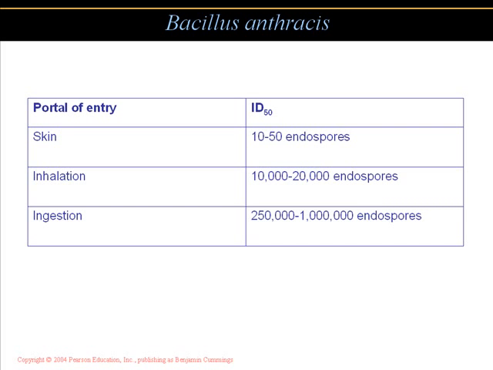Other organisms can infect the human system. Bacillus anthracis, also known as anthrax, can penetrate the skin, can penetrate the lungs through inhalation, and can also penetrate the gastrointestinal tract through ingestion. So you can see three presentations of anthrax: skin, inhalation, and ingestion.